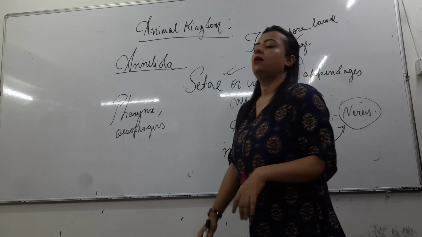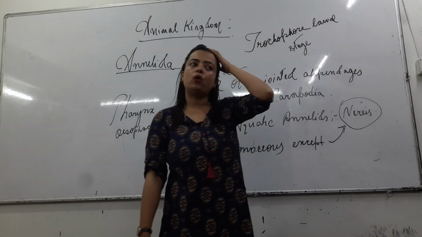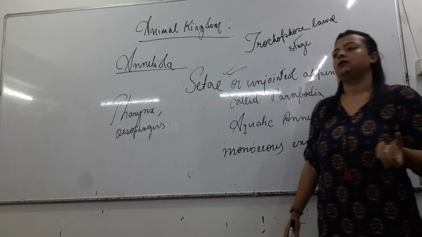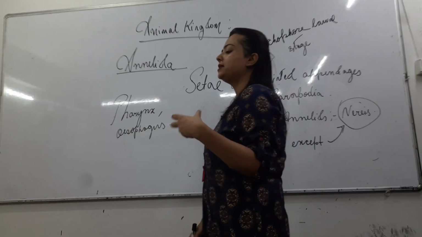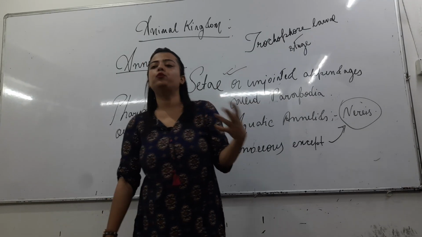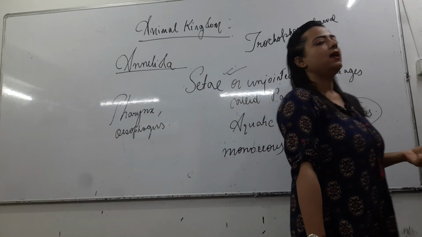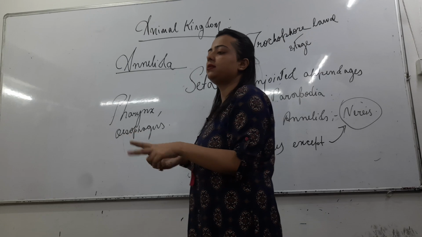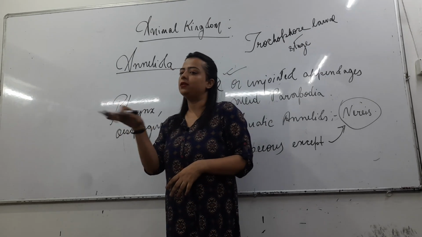Next point, their body wall has muscles. It is locomotion, how they move. Their body walls consist of muscles, and the muscles are either circular muscles or longitudinal muscles. These two types of muscles help in the movement of the earthworm.